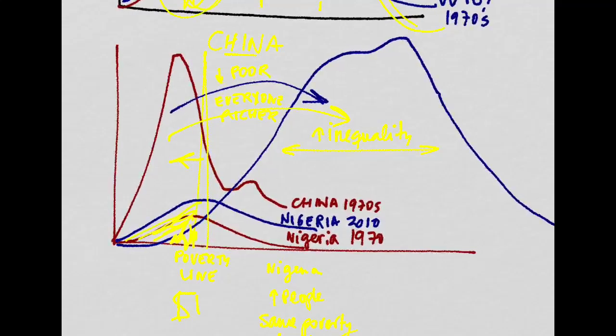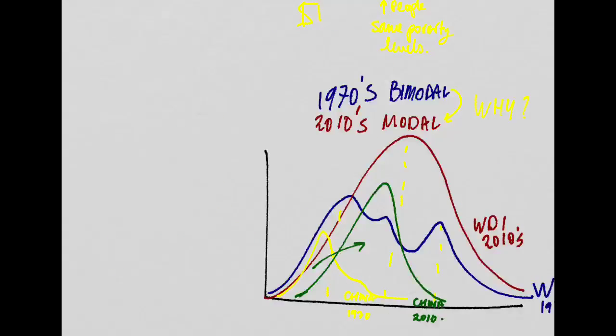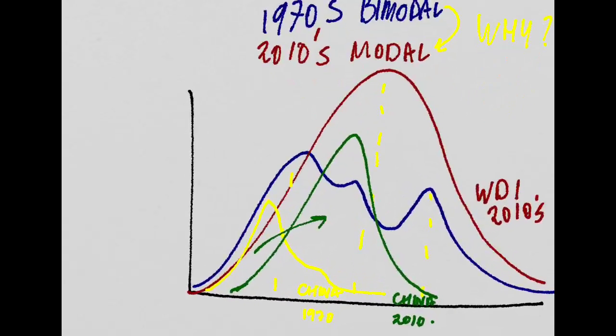So they haven't experienced this big shift where everybody became richer that people in China and in India experienced. Chinese people becoming richer in terms of income per capita has definitely been one of the main causes of this shift from a bimodal world to a single modal one. This was China back in the 1970s, and this is China today. So there are a lot of people, but also people are richer.